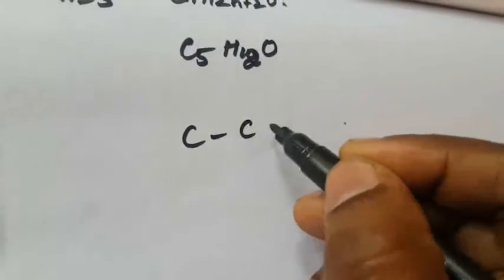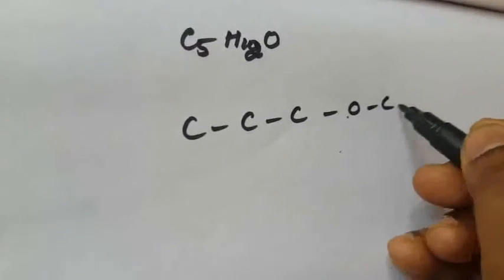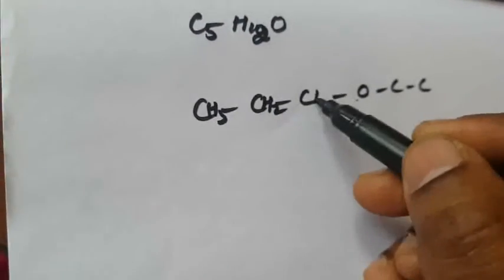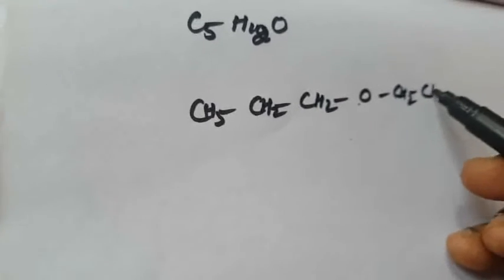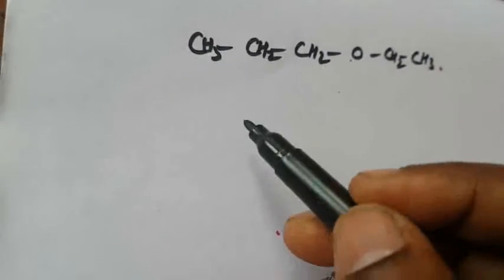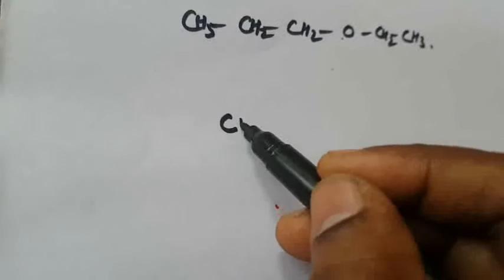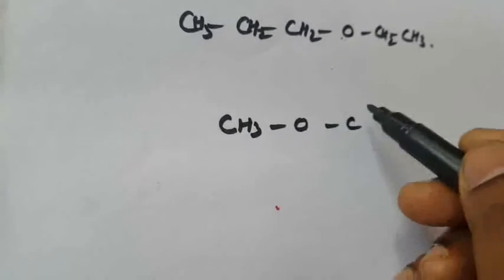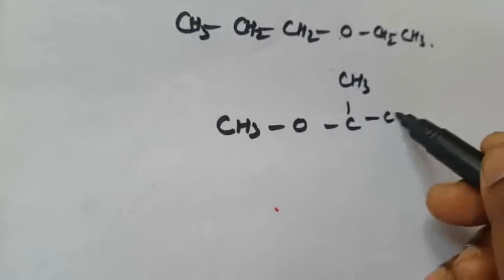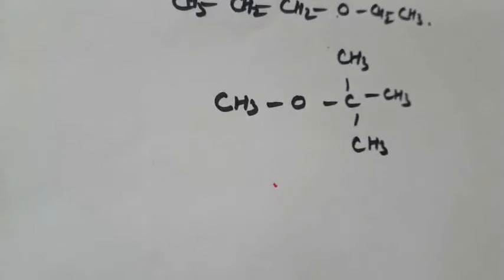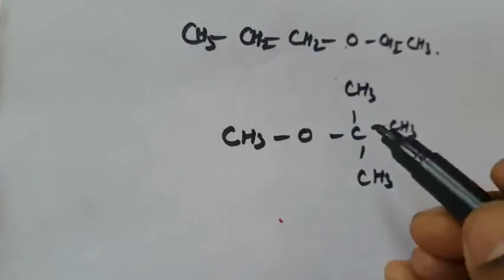So this side 3 carbon, that side 2 carbon, right? 5 carbon, CH3, CH2, CH2, CH2, CH3. This is one structure. Another structure: CH3O, C, CH3, CH3, CH3. So here 4, 1, this is 5. Okay. How to write the name?